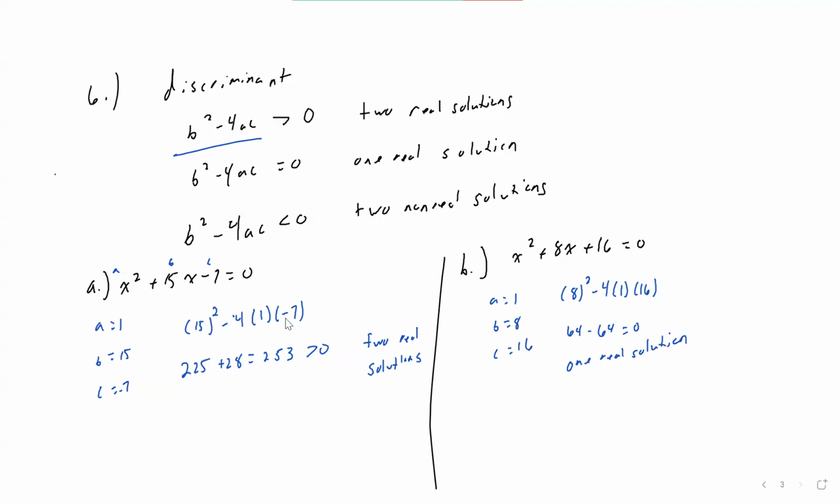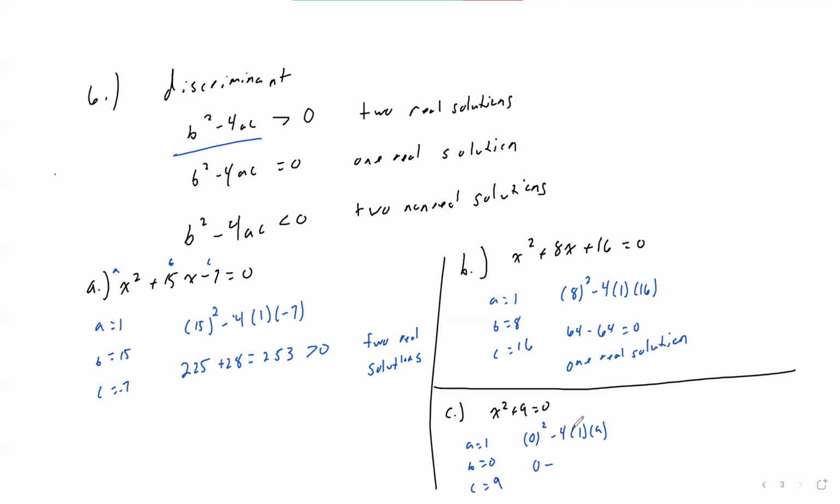And let's look at one more. So part C here, you have x squared plus 9 equals 0. So my A is 1, my B is 0 because it's the missing term, and my C is 9. And so then I got 0 squared minus 4 times 1 times 9. 0 squared is 0. 4 times 1 is 4. 4 times 9 is 36. 0 minus 36 is negative 36, which is less than 0. So there will be two non-real solutions.